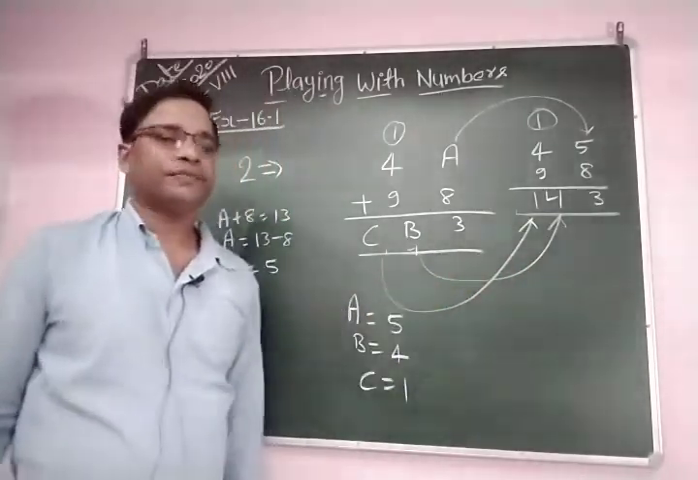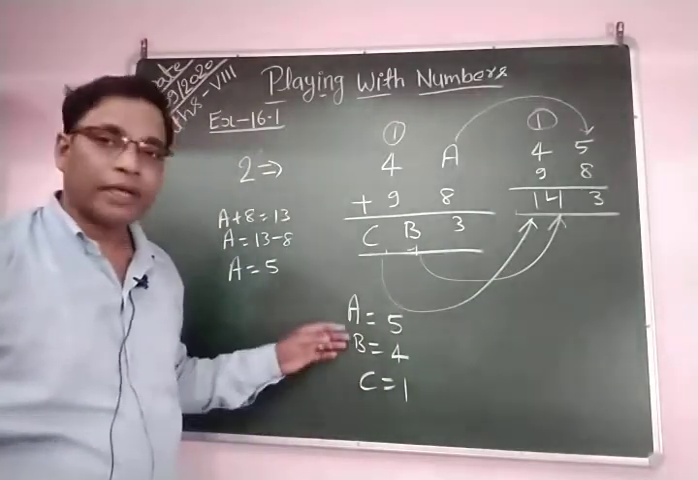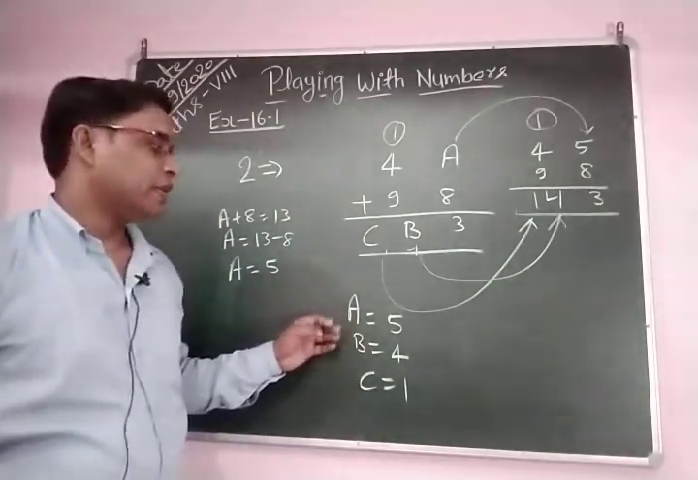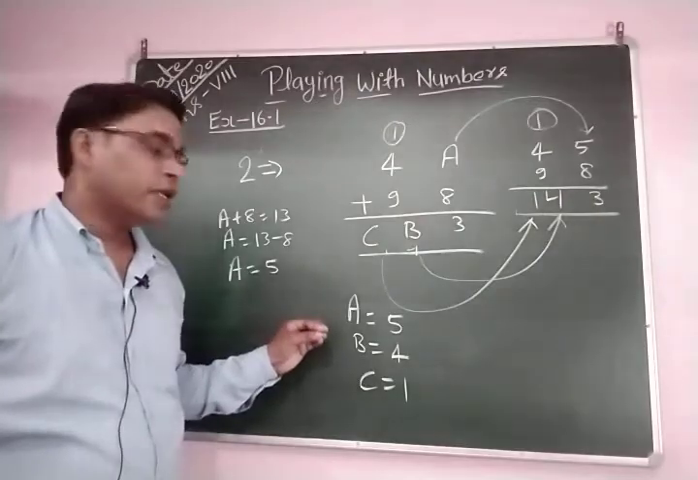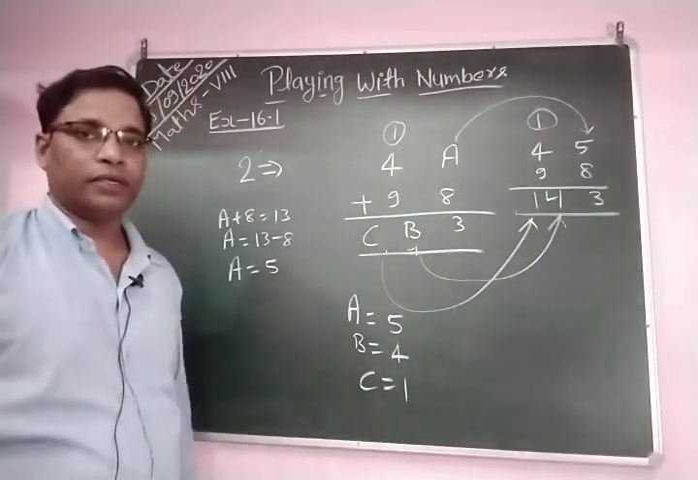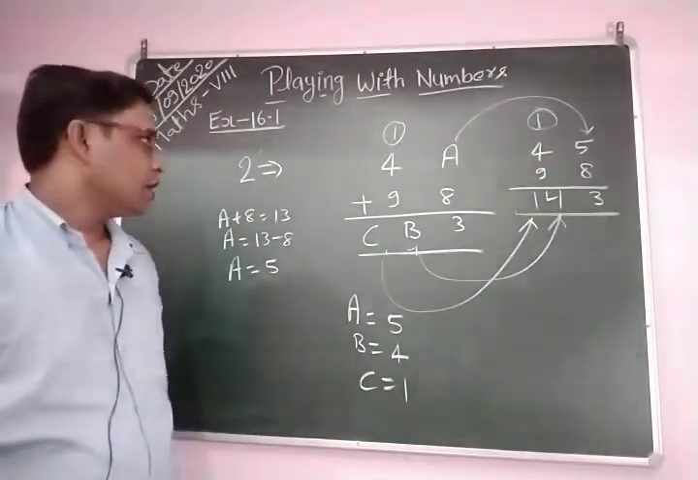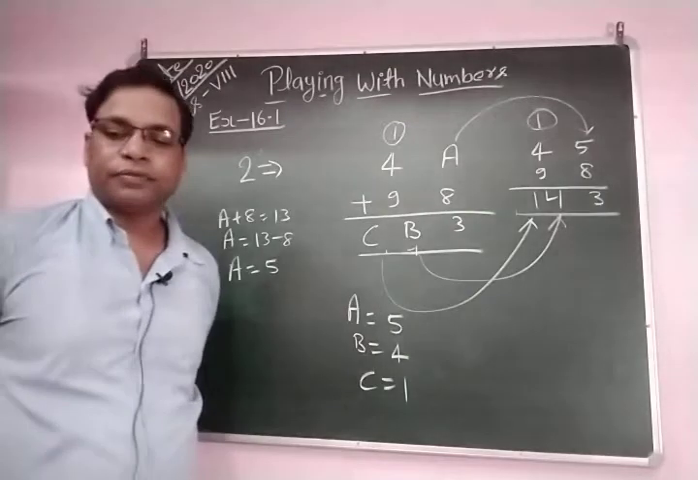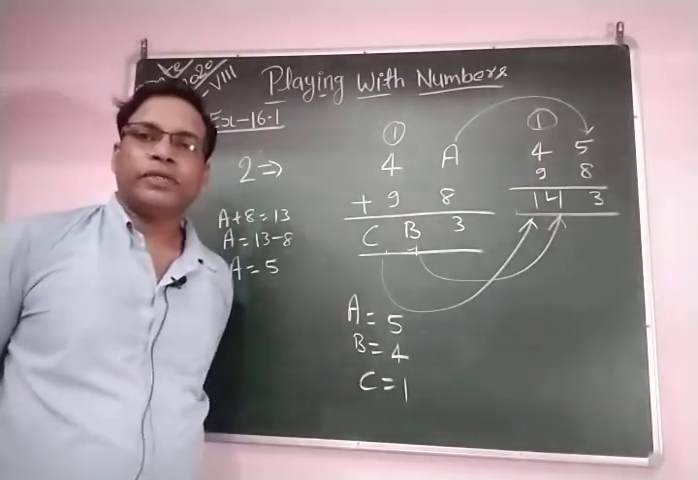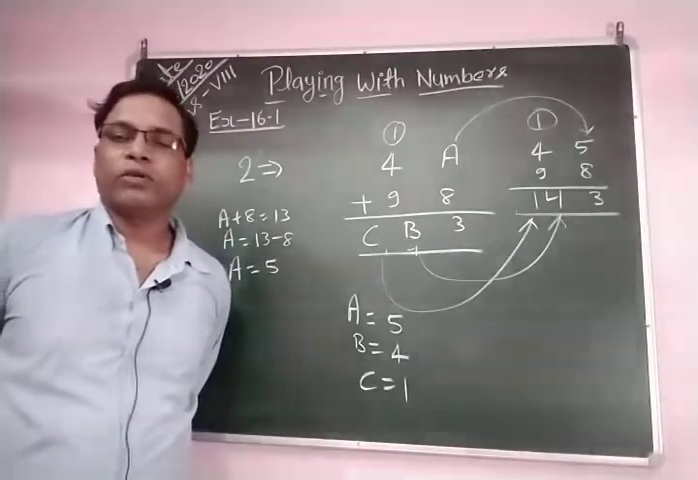So here you can see the value of A is 5, the value of B is 4, and the value of C is 1. Okay, so students, I hope all of you understood this question. Now we are going to discuss the next question, question number 3.